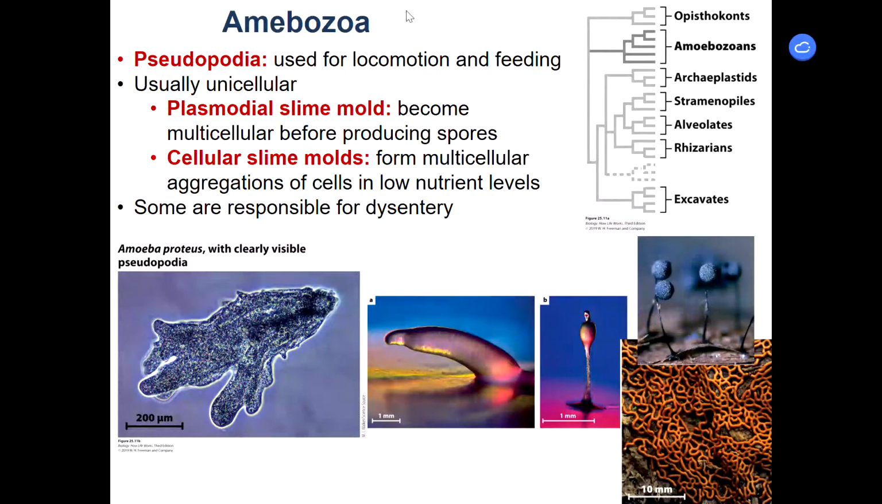And some of these amoebozoas actually cause dysentery, which is an infection of your intestines that causes severe diarrhea. There's usually blood and mucus in your feces, and if you don't get treated and don't get enough fluids, you die of dehydration. Closely related to us, though.